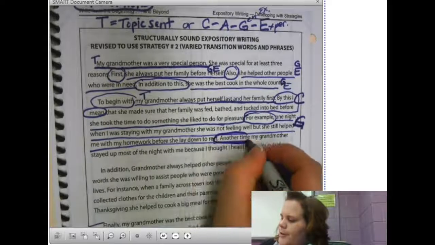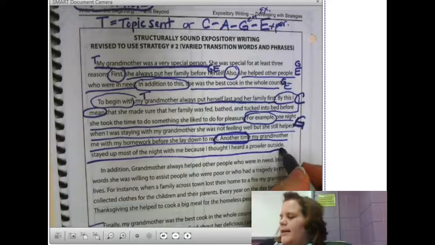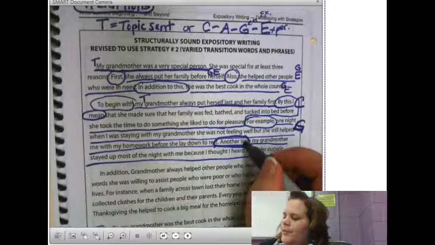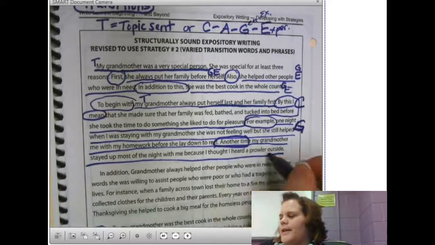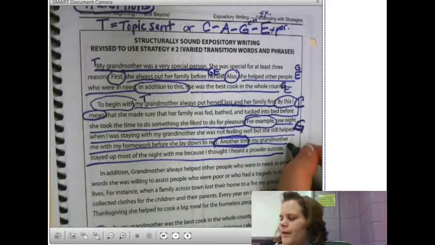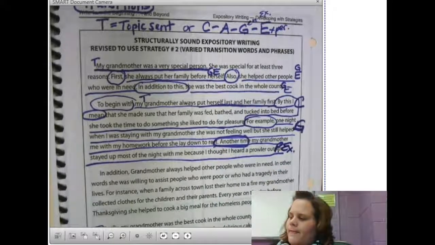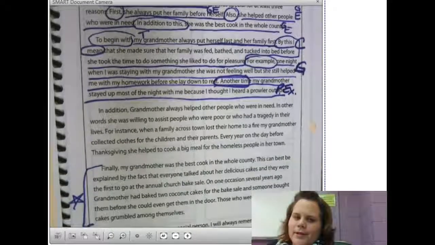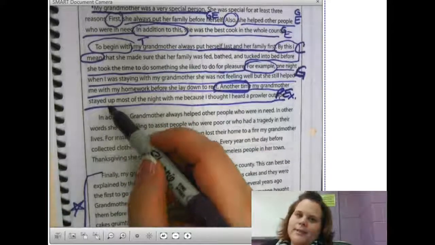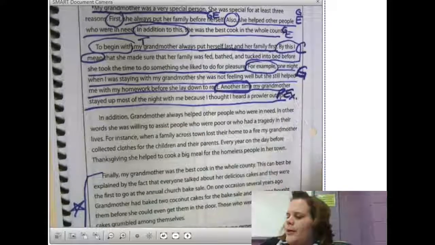Another time is a transition. My grandmother stayed up most of the night with me because I thought I heard a prowler outside. That could be a general example, or it could be just a personal experience. So I'm going to write personal experience right there. If this were going to be a really solid paragraph, then you'd want to maybe expand that with an anecdote and then have a wrap-up sentence. But we're just labeling what's there.